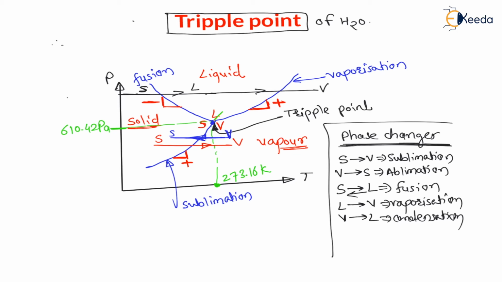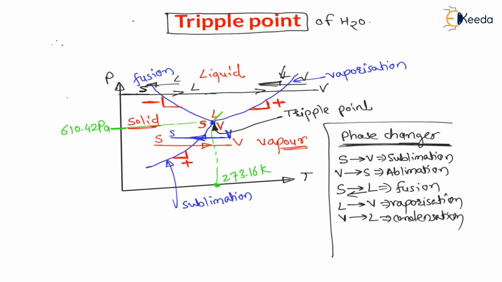Now similarly, whenever any substance is heated at a pressure more than triple point pressure, solid becomes liquid first and liquid becomes vapor. Similarly, if any substance is cooled at a pressure more than triple point pressure, then first vapor becomes liquid and then liquid becomes solid, right? This will be the order of phase change, right?